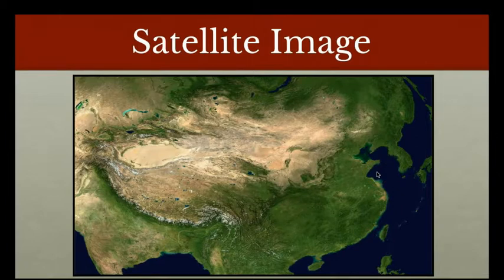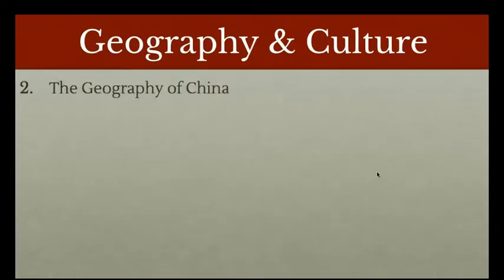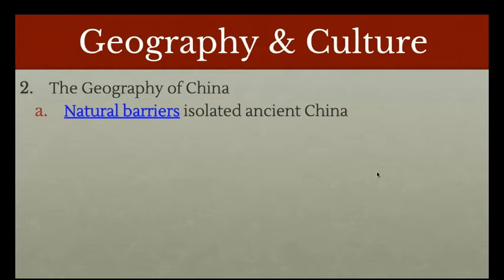The Chinese have kind of been isolated because of their geography. So let's take a look. The geography of China. So natural barriers isolated ancient China. We just generalized that by looking at that satellite image. Now let's actually talk about some of these geographic pieces by name.